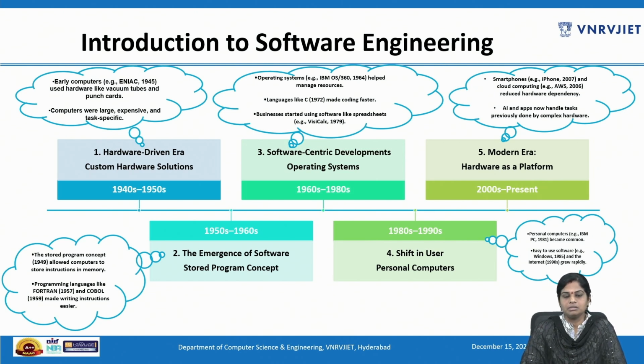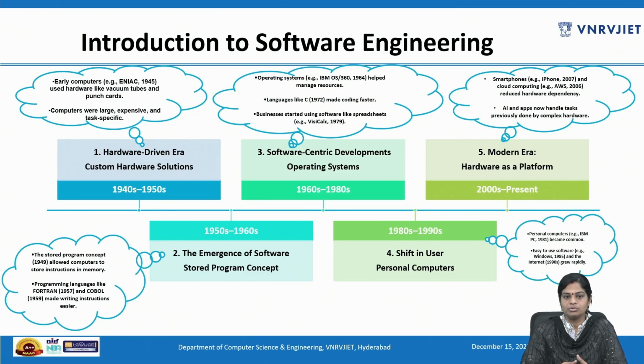The bubble related to the hardware driven era gives a high level overview of those details: we have early computers like ENIAC in 1945, where we used hardware like vacuum tubes and punch cards. These computers were very large. They used to occupy big rooms, they were very expensive, and they were task oriented.